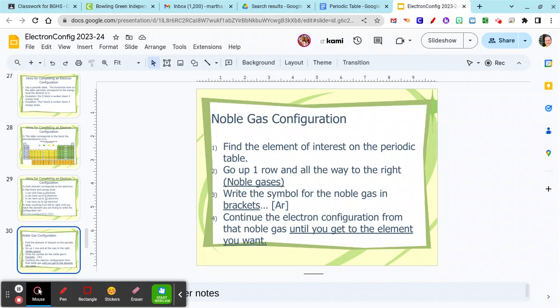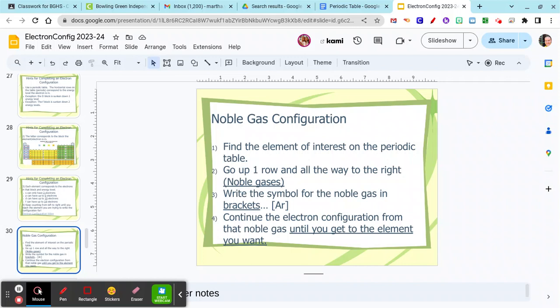First, you're going to find the element that you're trying to get to on the periodic table. I put my finger or my pencil on that element, then I go up one row and all the way to the right. The very right column on the periodic table is called the noble gases. You're going to write the symbol for that noble gas in brackets. An example here is argon in brackets, so not parentheses, but brackets.